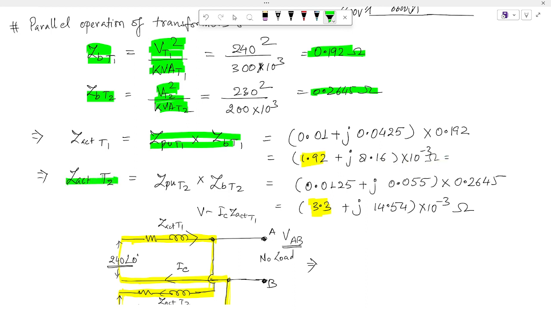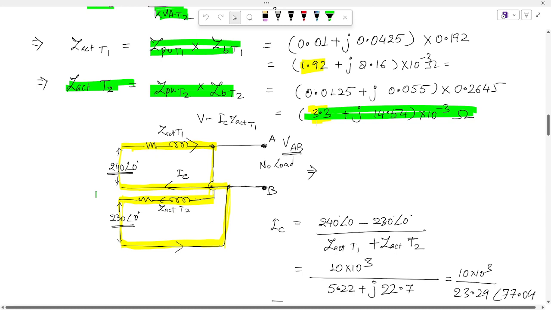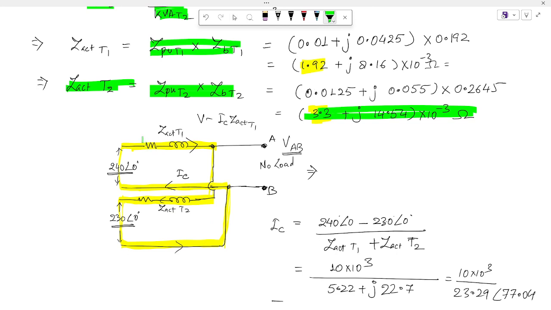Similarly, for the actual Z of transformer T2, we multiply the per unit value by the base value, and we are getting 3.3 plus j14.45 into 10 power minus 3 ohms. Now we know the actual values of the transformer impedances.